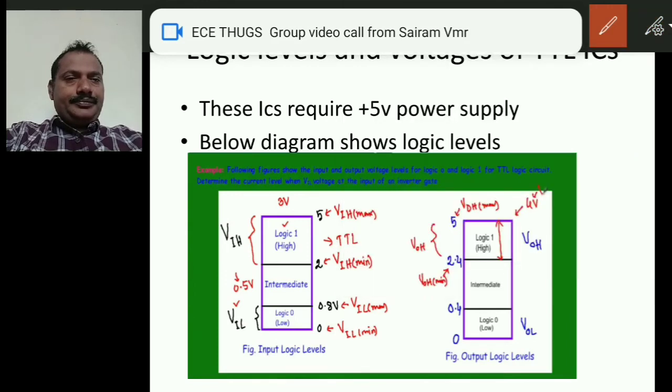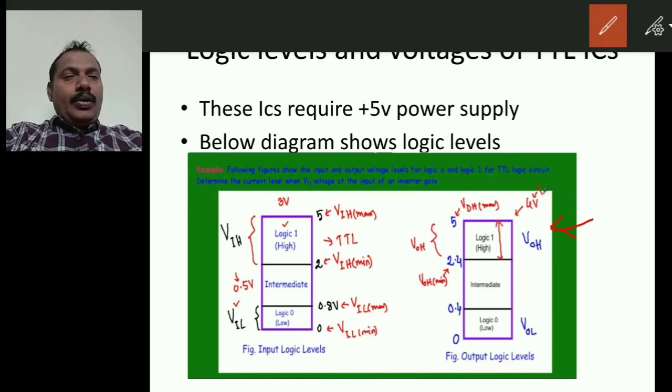So this is the VOL. VOL is output voltage for logic 0, output low voltage for logic 0. Here VOH is output voltage for logic 1, output high voltage for logic 1. So these are the parameters we have to remember.